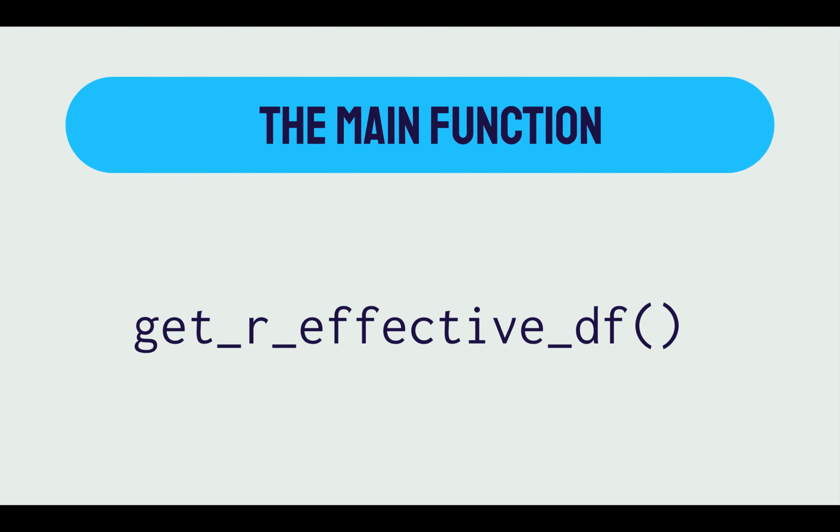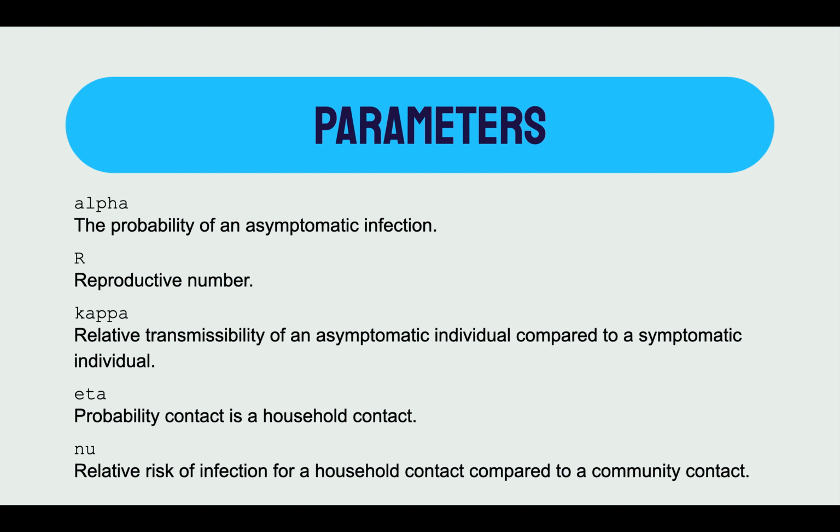The main function that I'm going to be talking about today is the get_r_effective_df function. Get r effective data frame is what this stands for. There are a lot of parameters that this takes because we are dealing with a more complicated model, so I'm going to step through what these parameters are, and then show you a really quick example of using it.